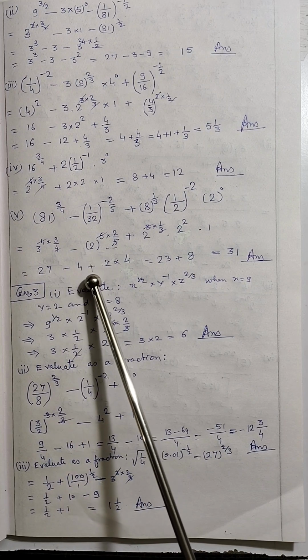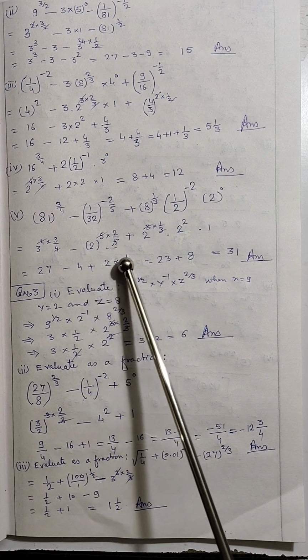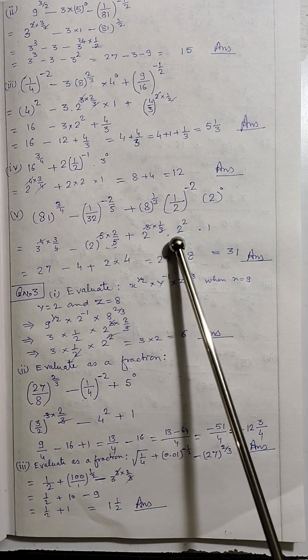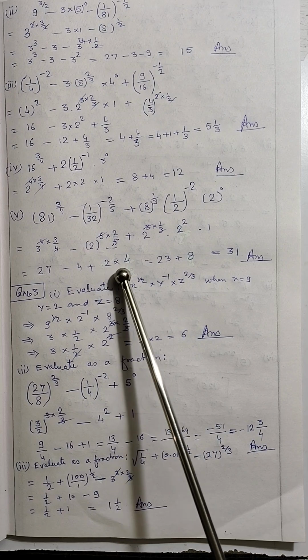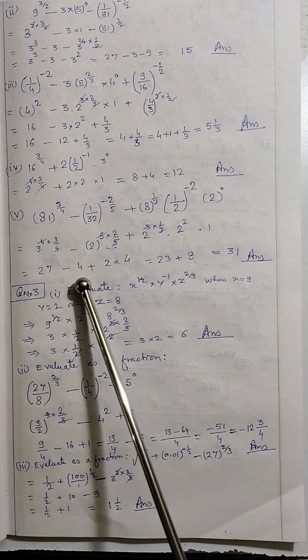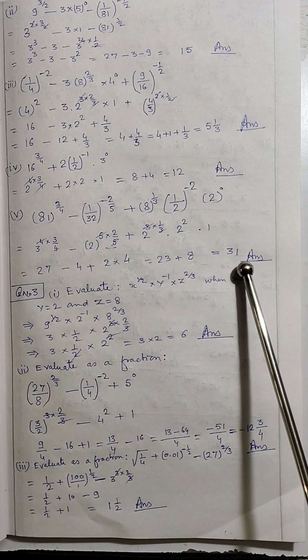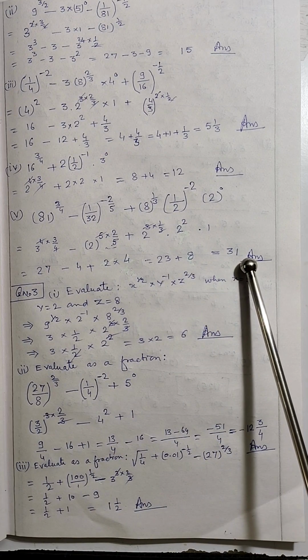So 3 raised to power 3, that will be equal to 27. Here it will be equal to 2 square, that is 4. Here it will be 2 into 4, so 8. And 27 minus 4 will be 23. So 23 plus 8 is equal to 31. This will be the answer of fifth part.